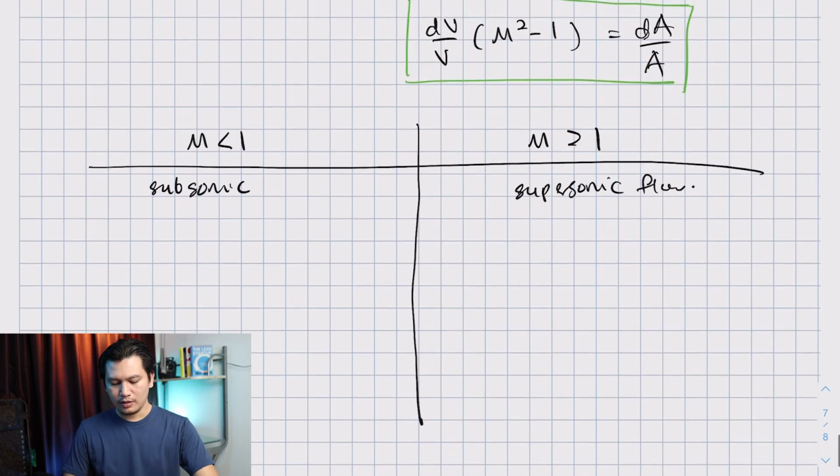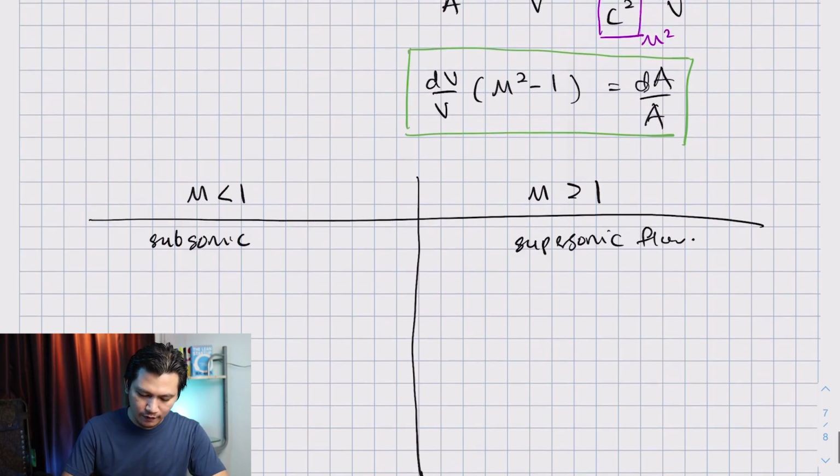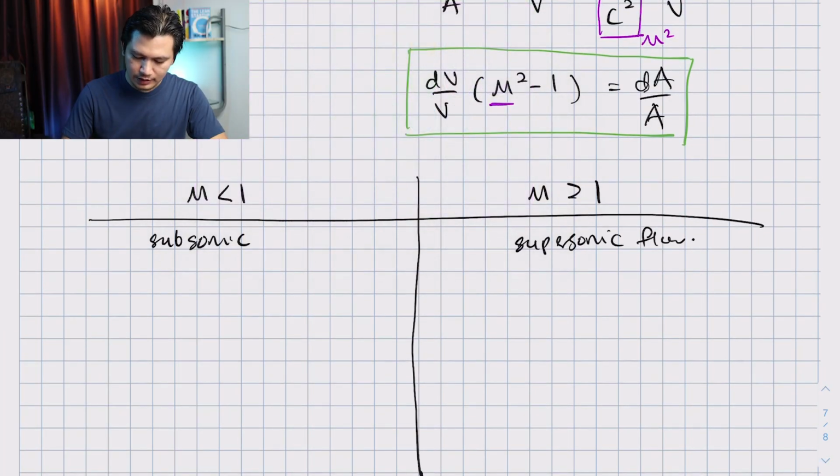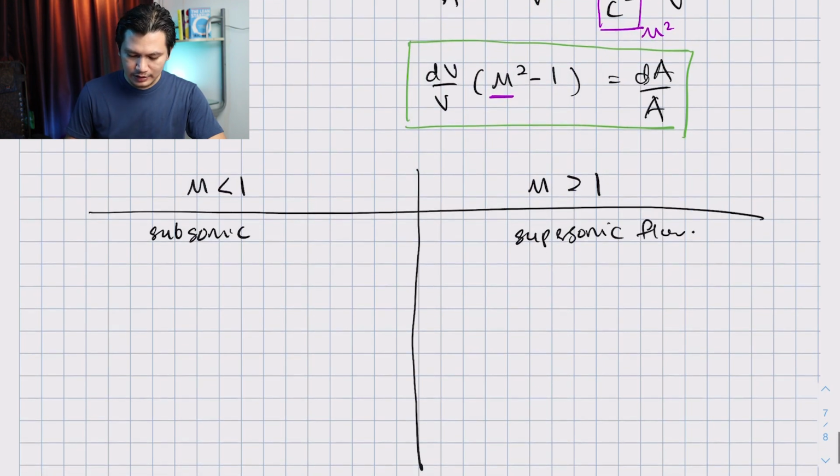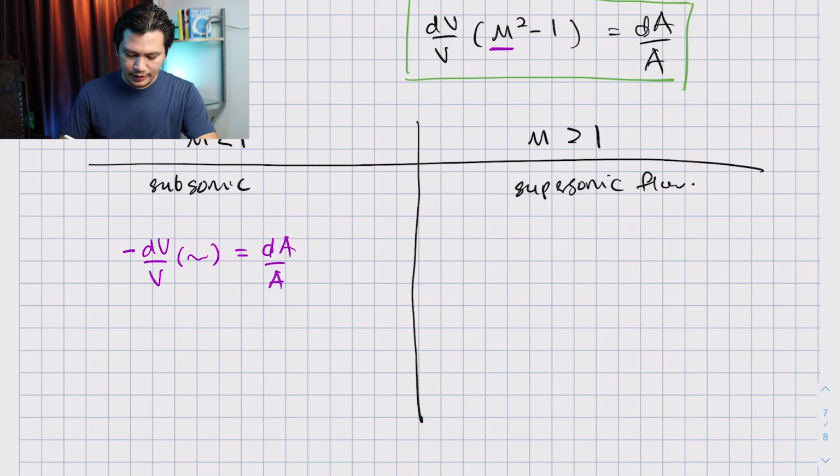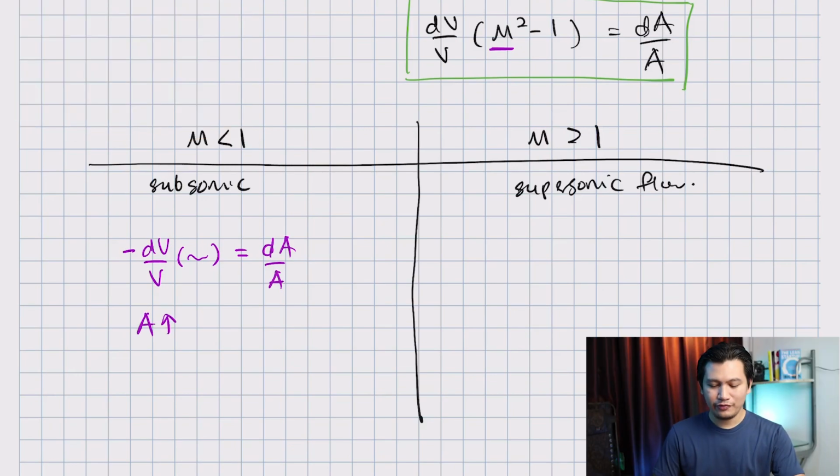Okay, and when Mach number is less than 1, you plug it here. Now, let's see. When Mach number is less than 1, you will have minus dV over V times something equal to dA over A. This means that when you increase the area, the velocity will go down.